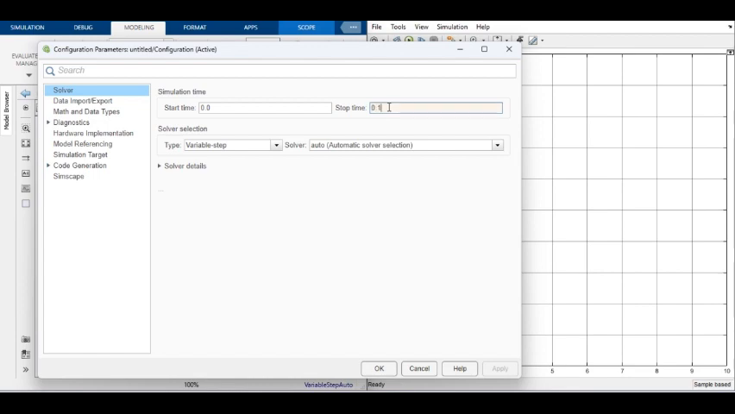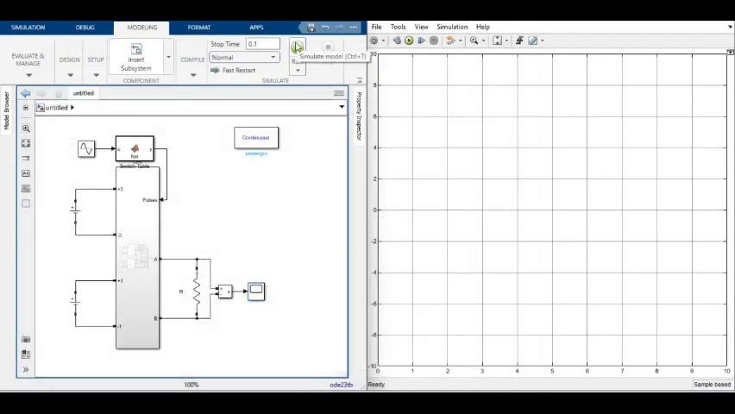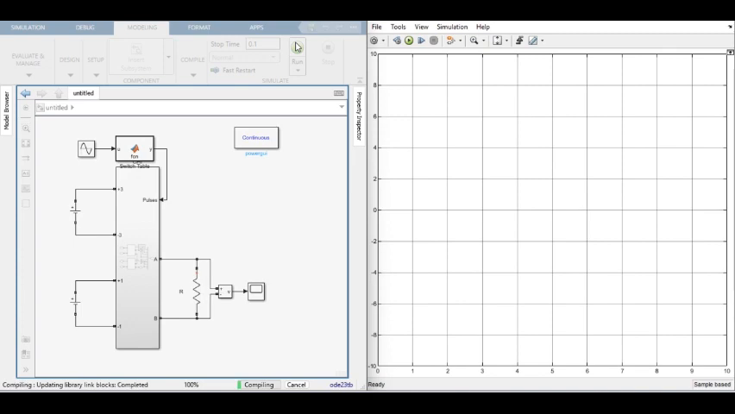Simulation parameters are set for the simulation. Stop time is set as 0.1 seconds to observe 5 cycles. ODE23TB is used as a solver, and 5 microseconds is used as the maximum step size to run the simulation.